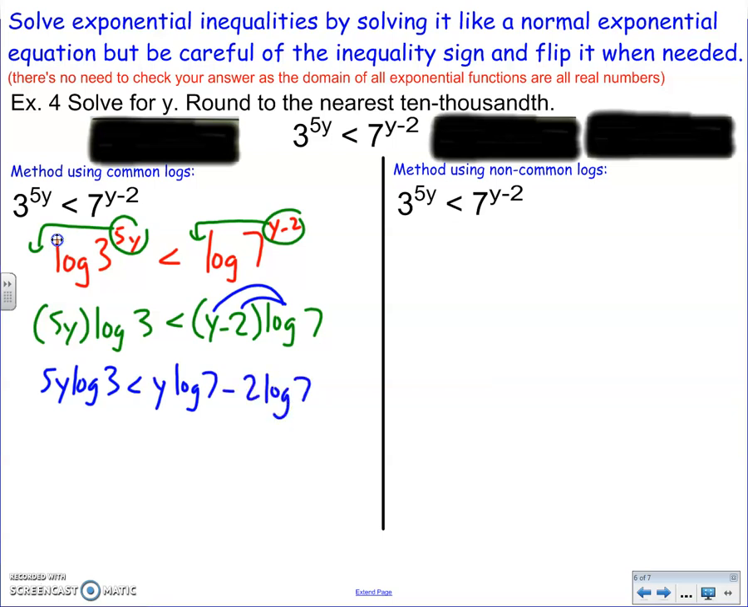Then I'm going to get y to one side. This is technically linear. I'm going to move this over to the left side by subtracting. So this is 5y log 3 minus y log 7 is less than negative 2 log 7.